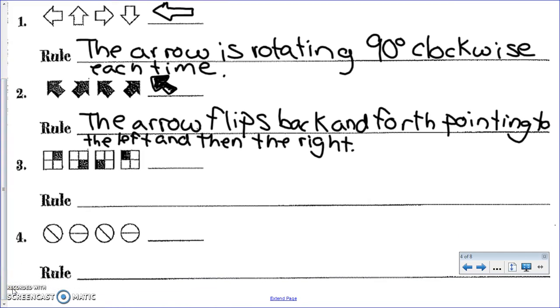For number 3, we have our little black square rotating one square clockwise each time. So it starts in the top right, goes to bottom right, bottom left, top left. So we know in our next shape it's going to be back in the top right. So for a sentence, we're going to write the black square rotates clockwise 1 box each time.